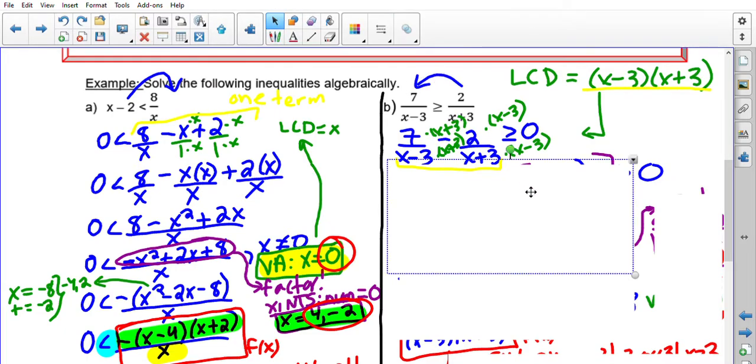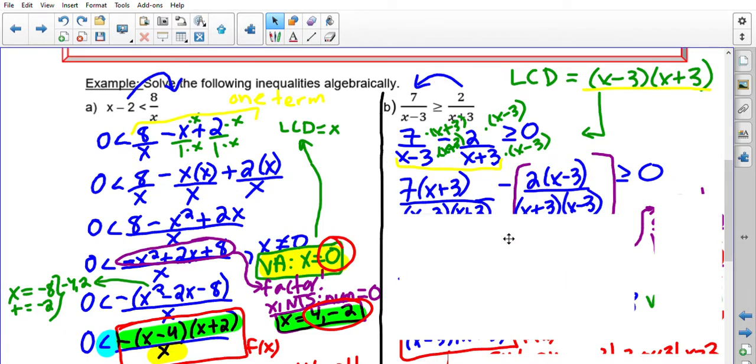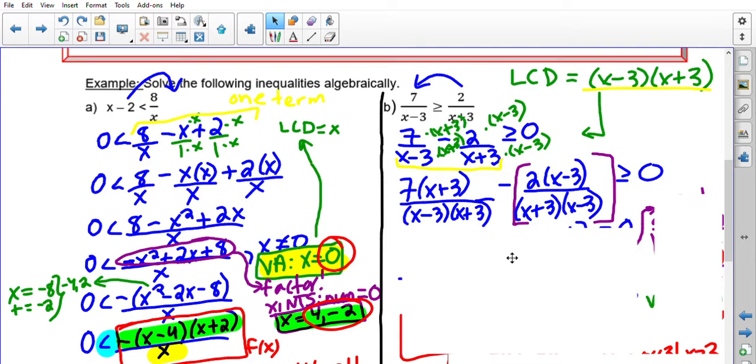All right, so what does that leave us with? Okay, so just a nicer form, that's 7 times x plus 3 all over the LCD, minus, notice that I'm keeping the minus on the outside here, and then putting this term in square brackets because it helps me remember that this -1 will be distributed into the terms later on. Okay, that's usually a common error. And then 2 times x minus 3 over the LCD.